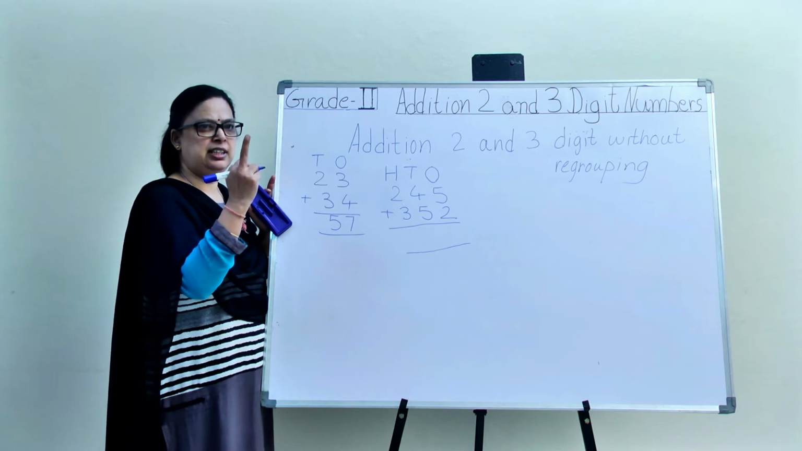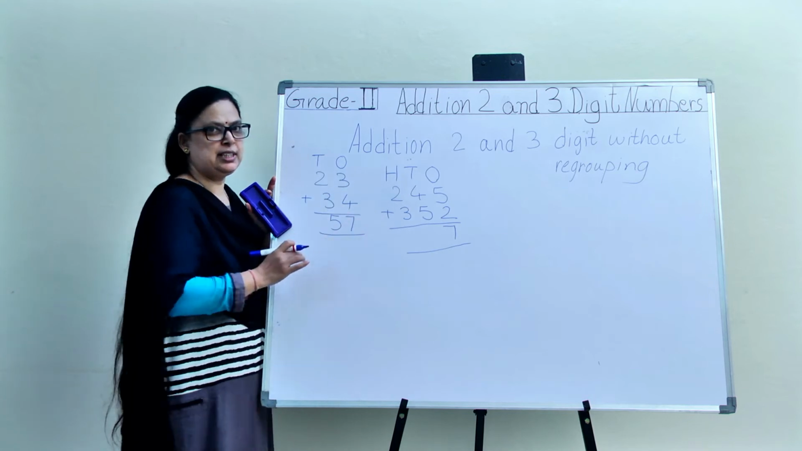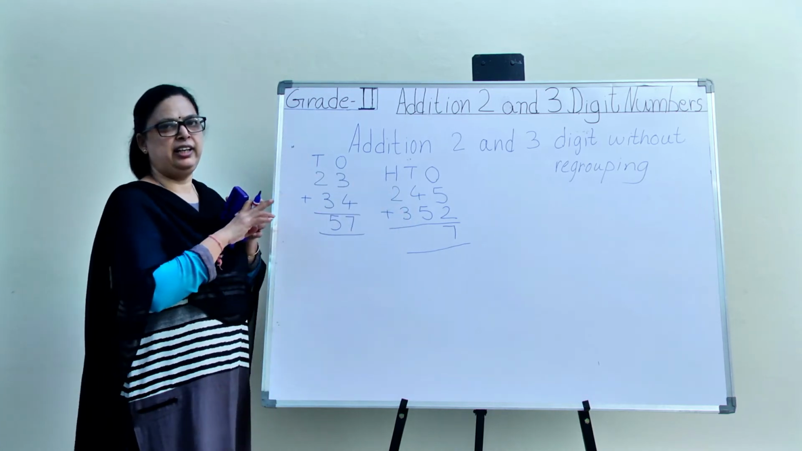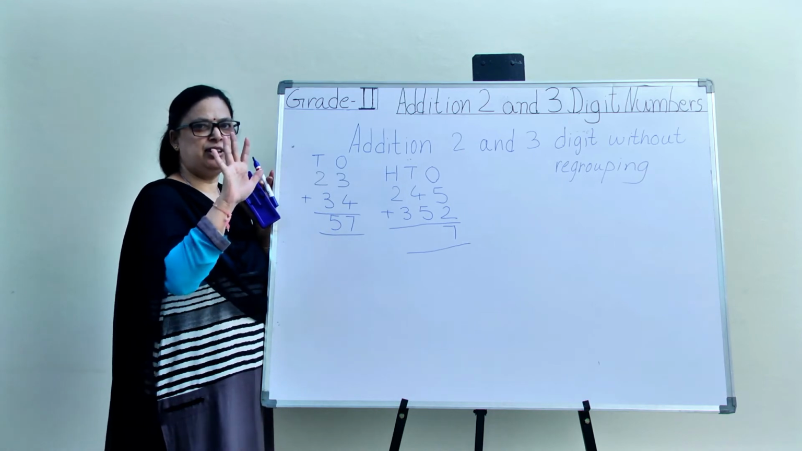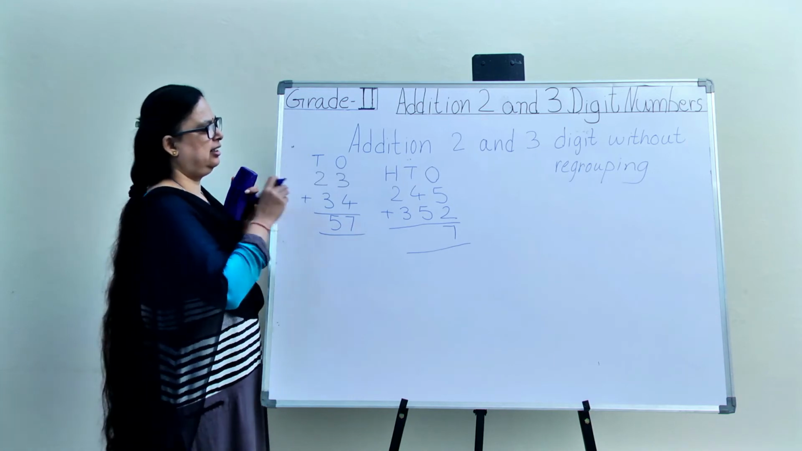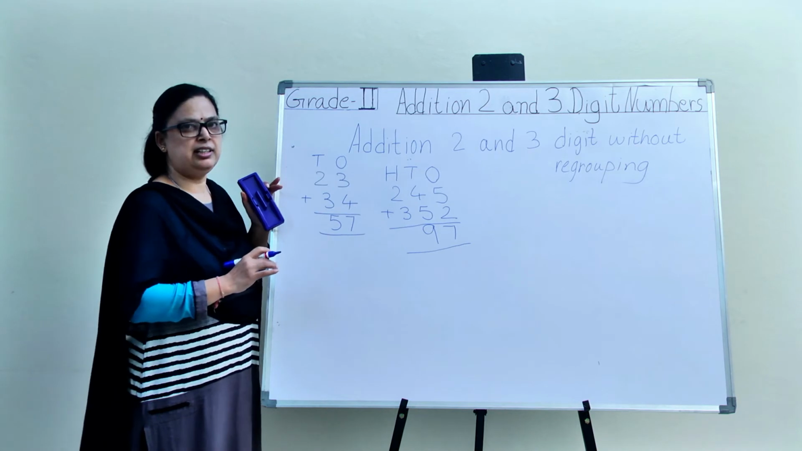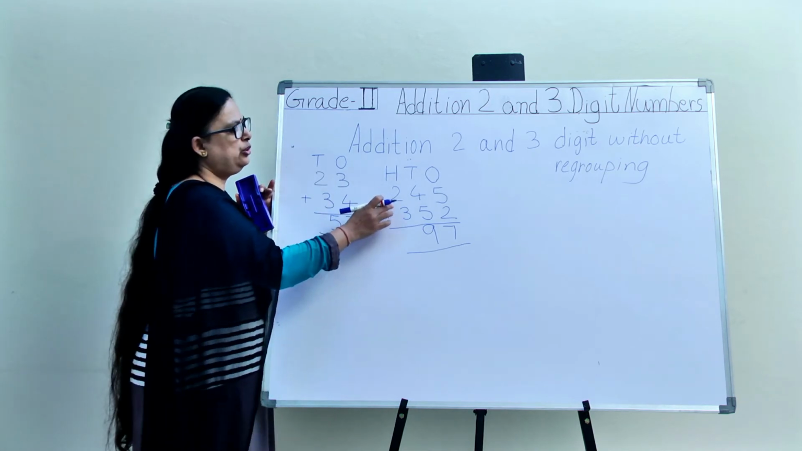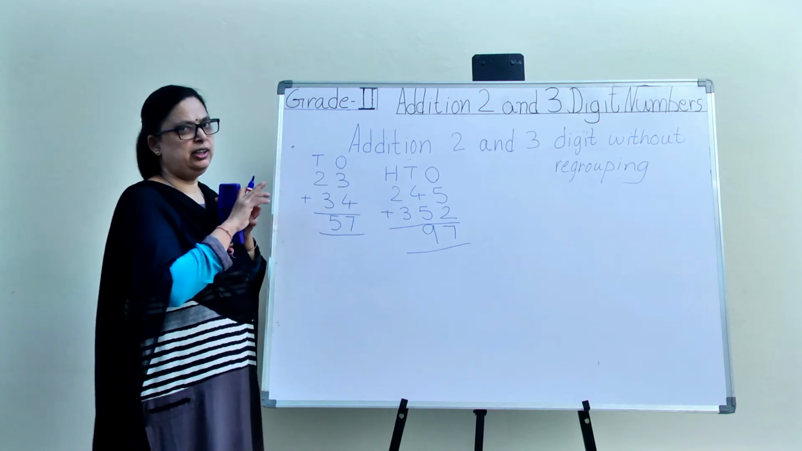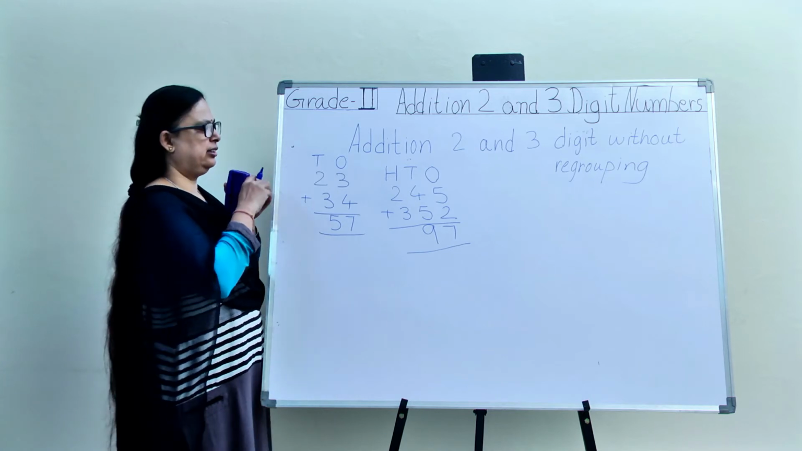After 5: 6, 7. Now come to the tens place. The digits here are 4 and 5. 4 in your mind and 5 on your fingers. After 4: 5, 6, 7, 8 and 9. Now coming to the hundreds place. This is 2 and 3. 2 plus 3. So 2 in your mind, 3 on your fingers. After 2: 3, 4 and 5.